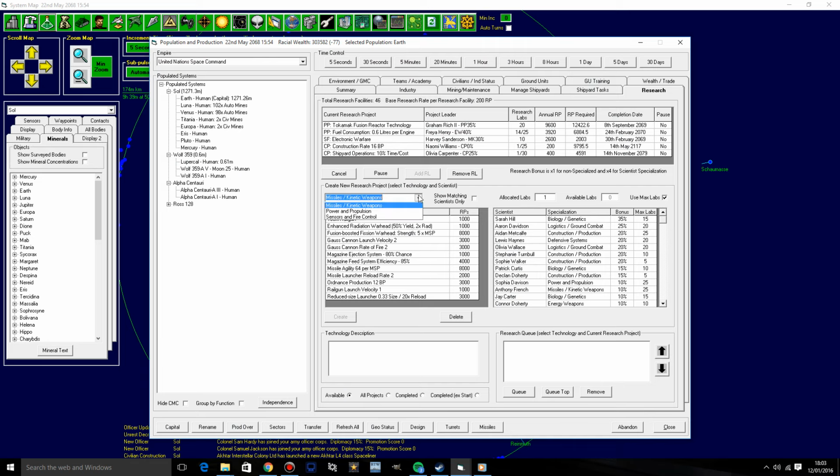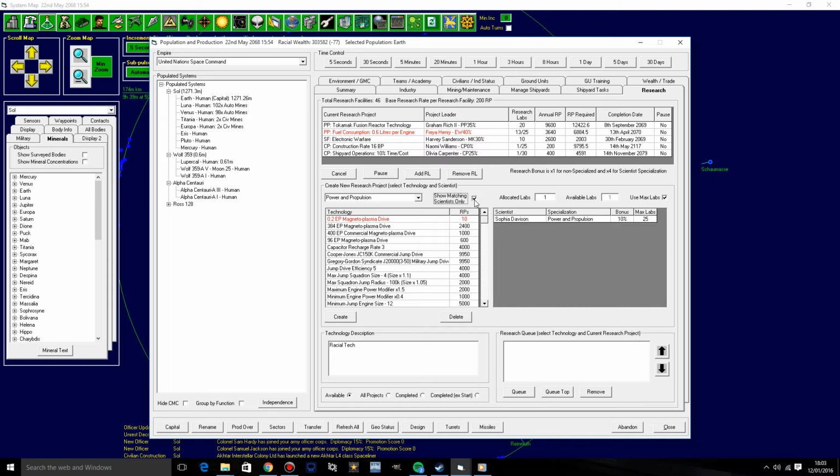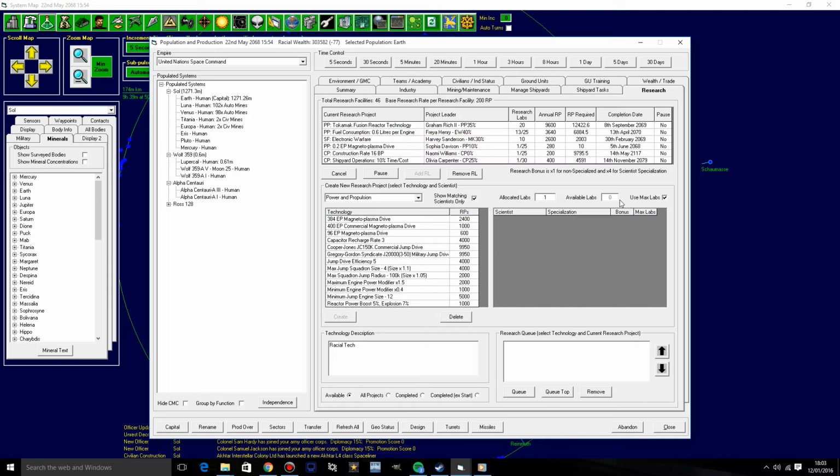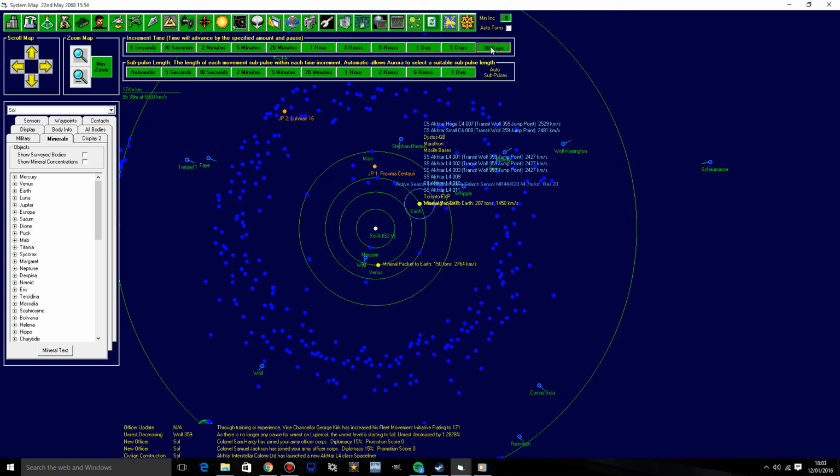What about it? Oh, it's on power propulsion, isn't it? Yeah. There we go. Well, it's only 10, so I can take one lab off and it'll be done. So I'll take one lab from here. Power propulsion, Sophia Davidson. At least that gives her some experience as well. So we'll have 30 days tick by. Okie dokie. Yeah, I really want to have really, really decent anti-missile missiles, because I'm absolutely terrified of the missiles.